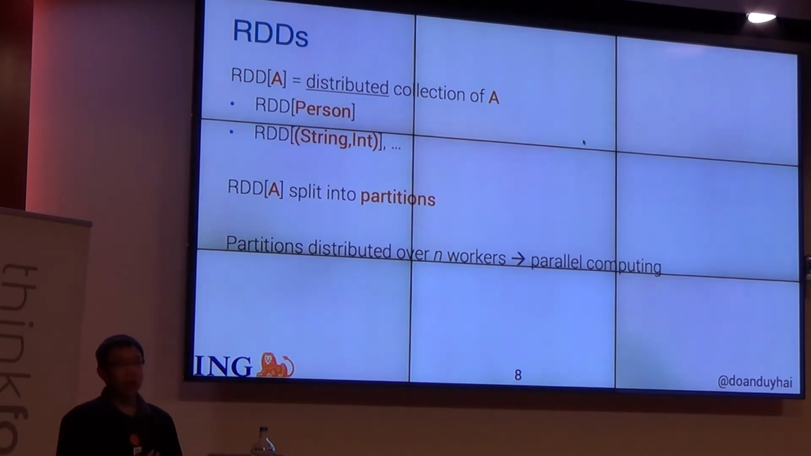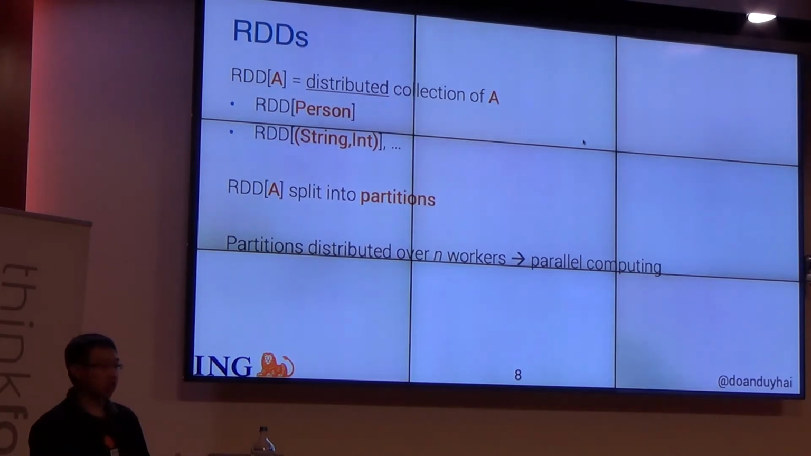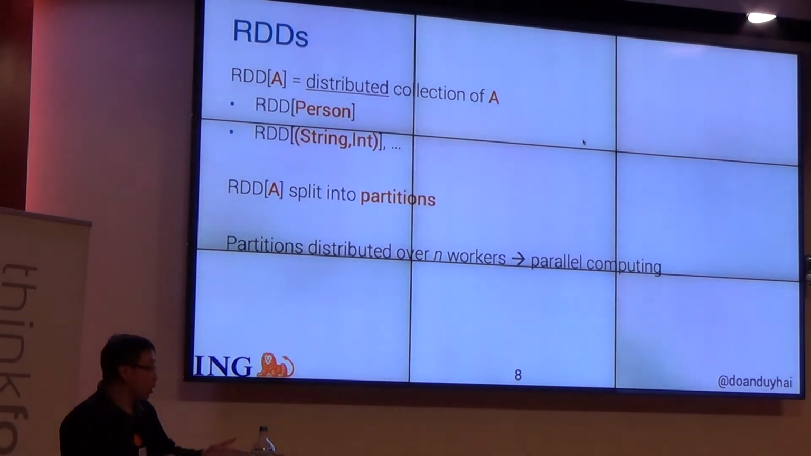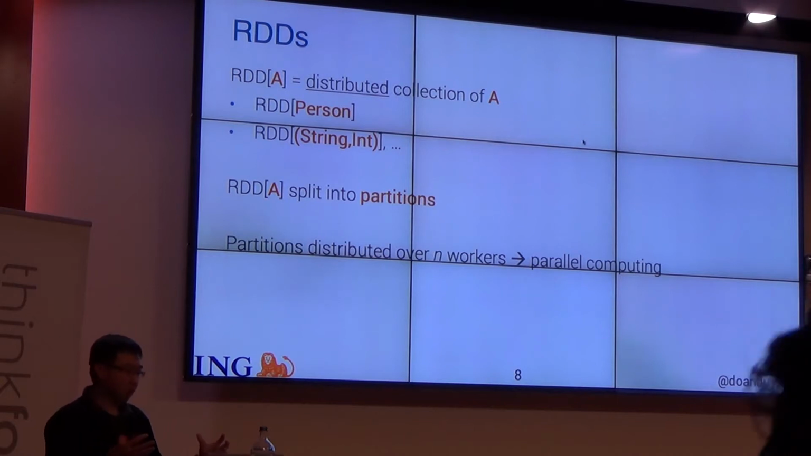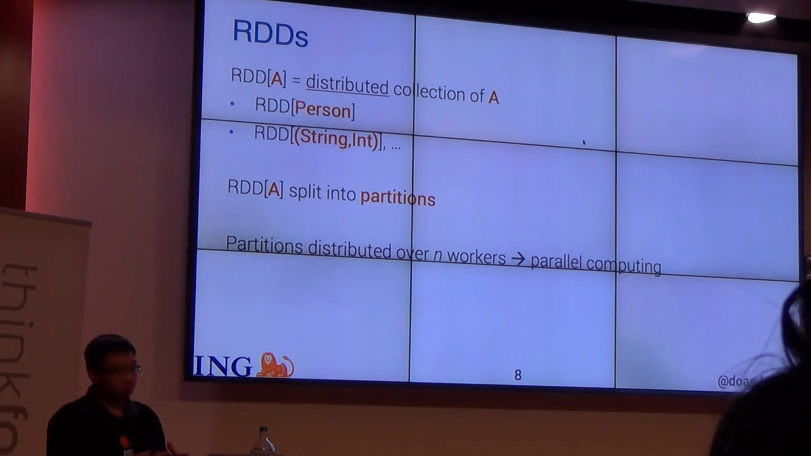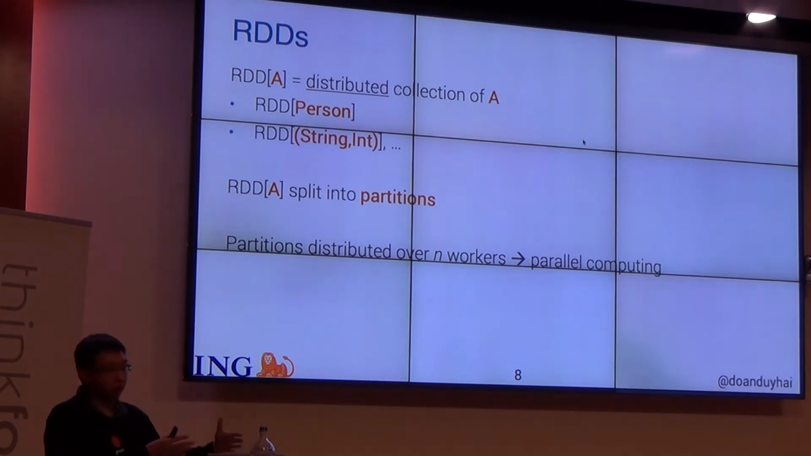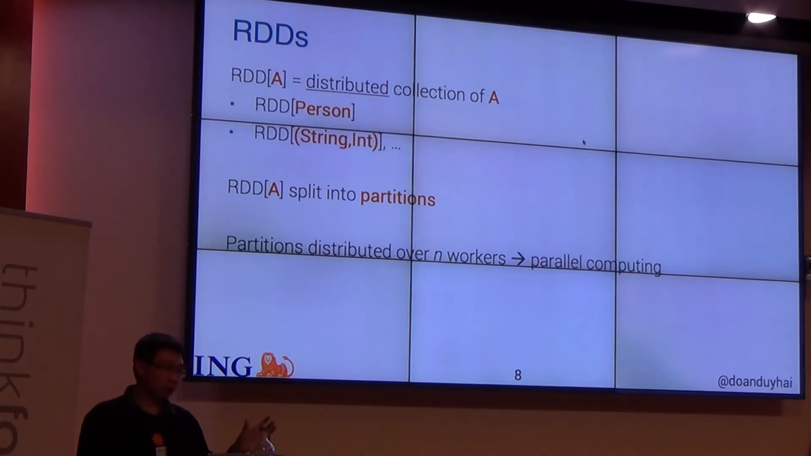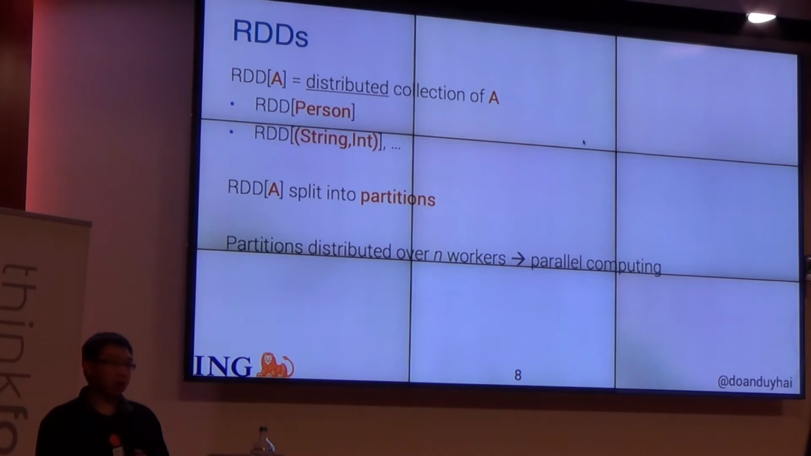Now, what is an RDD? You can see an RDD as a distributed collection of what? Of something. It can be a person, a class, a tuple, or whatever you want. And the idea is I have a distributed collection, so I want to split this collection into partitions. A partition is a chunk of your collection. And why should I do that? Because if you have many chunks of your collection, you can send them to many workers to allow parallel computing.